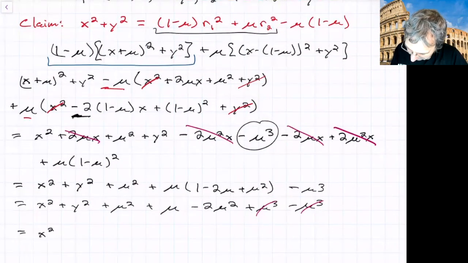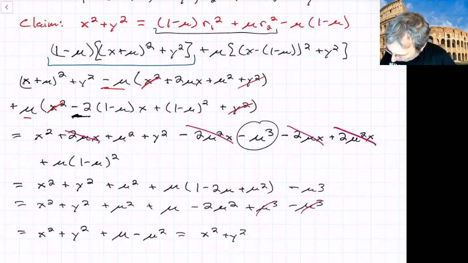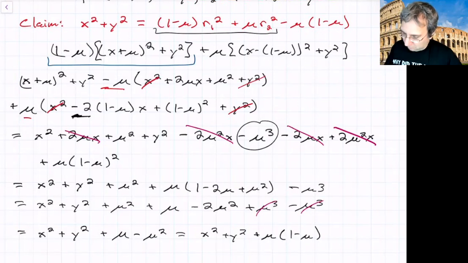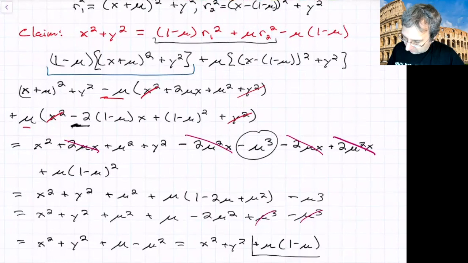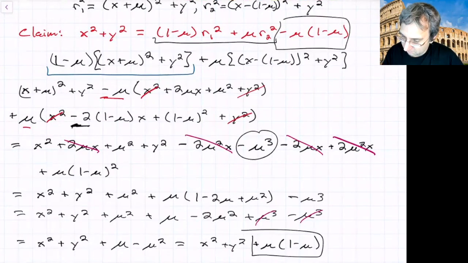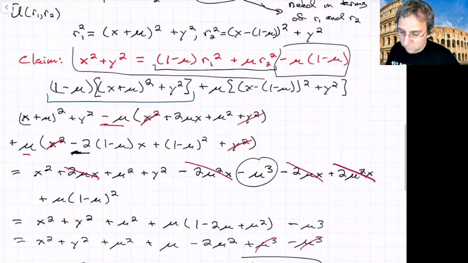So this equals x squared plus y squared plus mu minus mu squared, or x squared plus y squared. Ooh, how would we write that? Plus mu times 1 minus mu. So we have what we want. This claim is true. We've got this extra thing, which if you subtract it off, then boom, it's up there. So this claim is true. We can rewrite x squared plus y squared in terms of R1 squared and R2 squared. That's all we really wanted to do here.